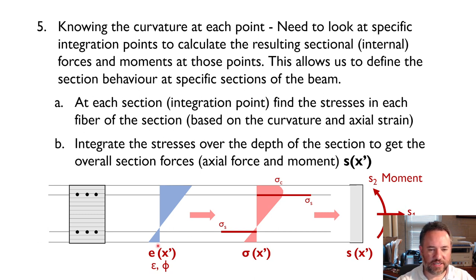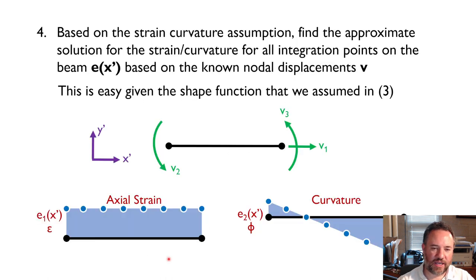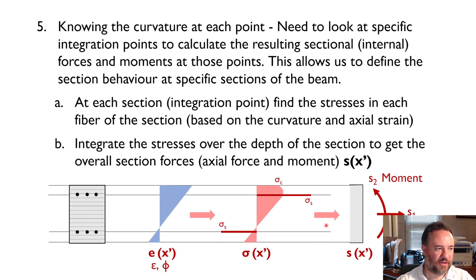Okay, so how is this? Here I have epsilon, the strain profile. How do I get it? Well, I have the axial strain and I have the curvature, right? The curvature is the slope of the strain profile, and the axial strain is the shift in this profile. So if I had only curvature, I would have a symmetric strain profile like this. And then since I have an axial strain, it gets shifted over to the right, and I get an overall strain profile. Then once I know the strain profile, I can figure out the stresses for each fiber, right?